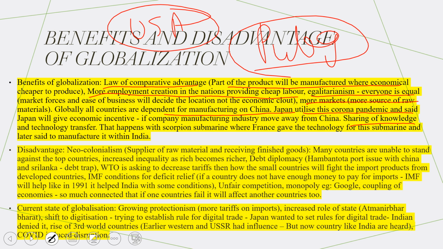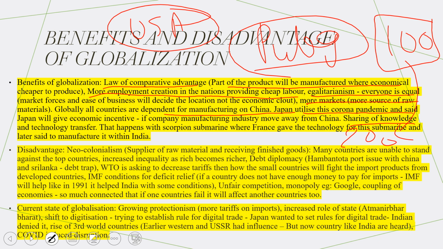Atmanirbhar Bharat. Now we have debt diplomacy, which China practices. It will provide you lots of money. Like earlier, a deal is signed that a port will be built for $100 million, and after that, in building, China built the port for $200 billion. Now it will say, give me my money, otherwise I will take the ownership of that port for 100 years. That is something called debt diplomacy by China.